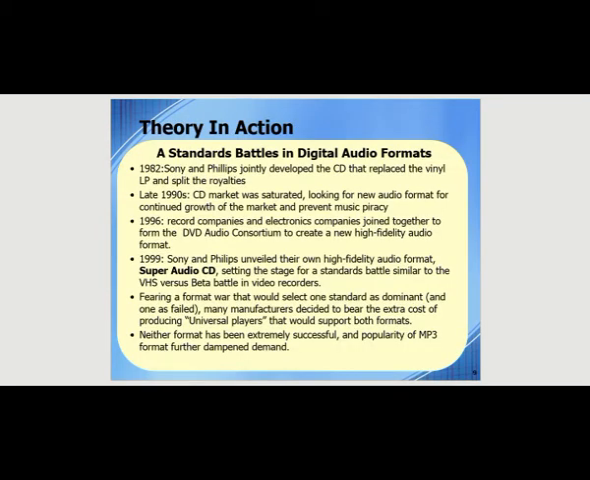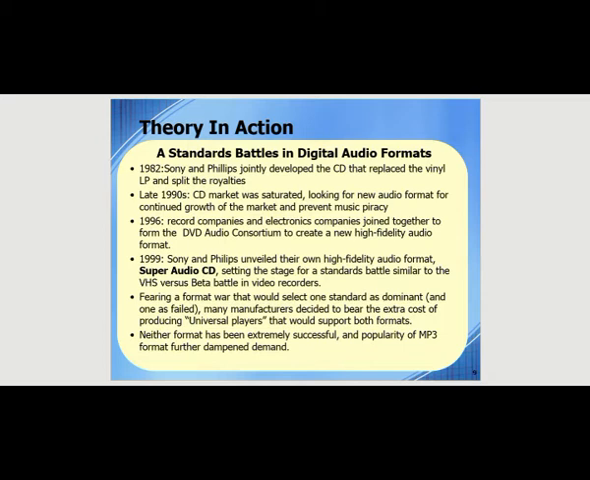Theory in action. A standards battle in digital audio format. In 1982, Sony and Philips jointly developed the CD that replaced the vinyl LP and split the royalties. In the late 1990s, the CD market was saturated and they were looking for a new audio format for continued growth of the market and to prevent music piracy.